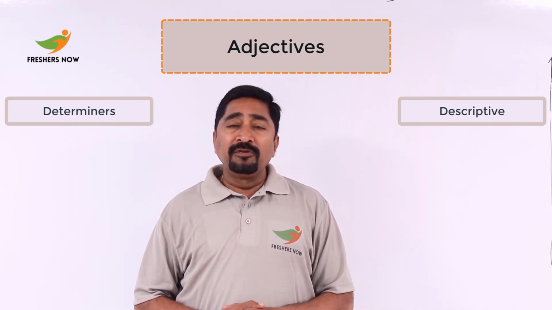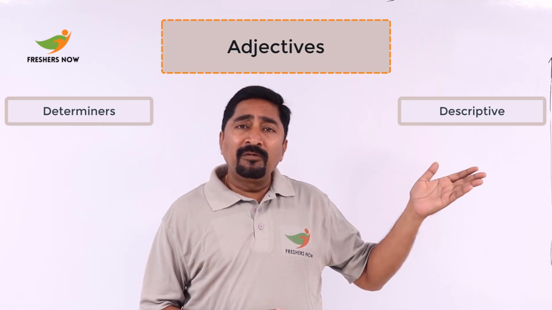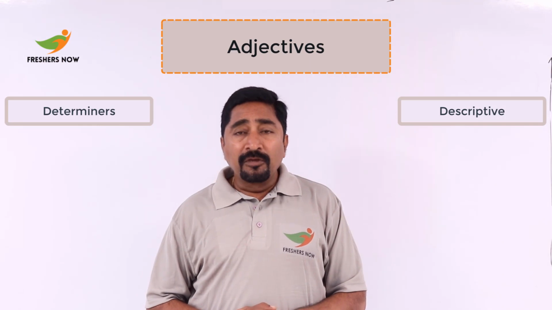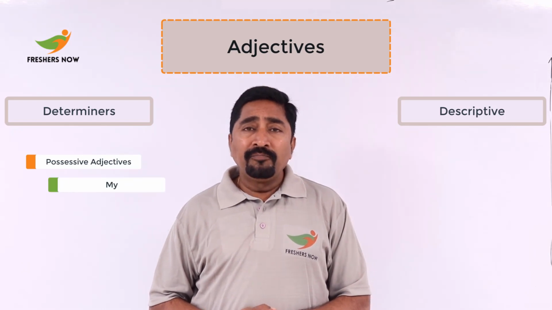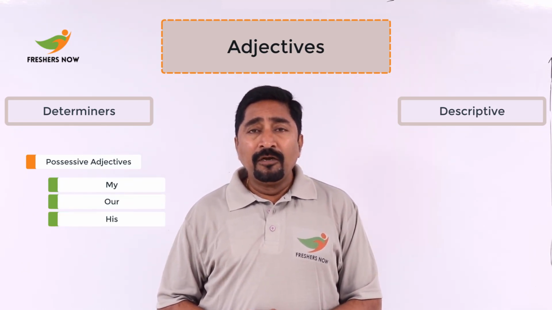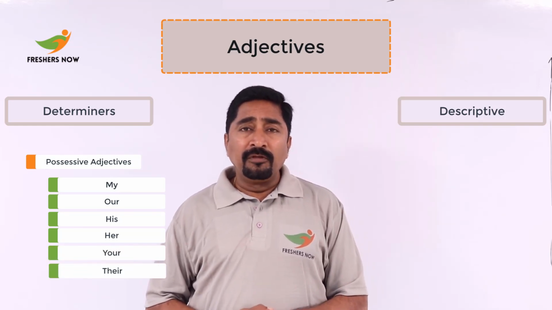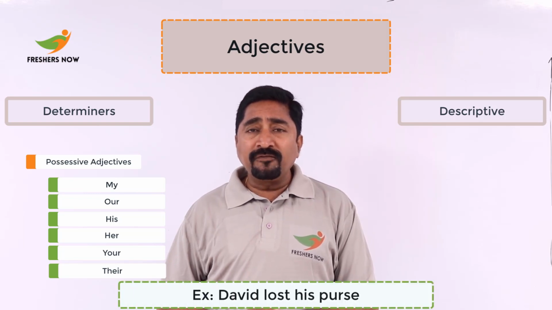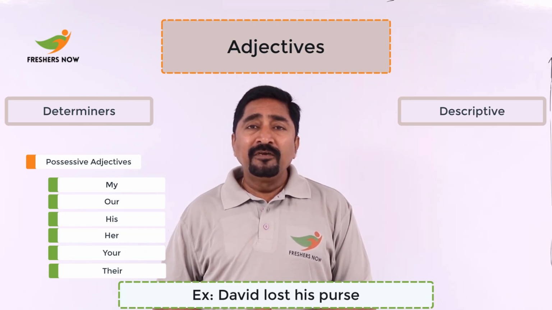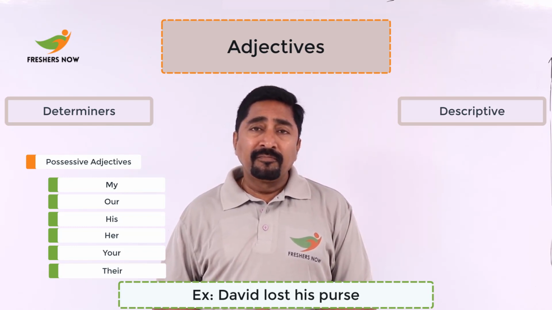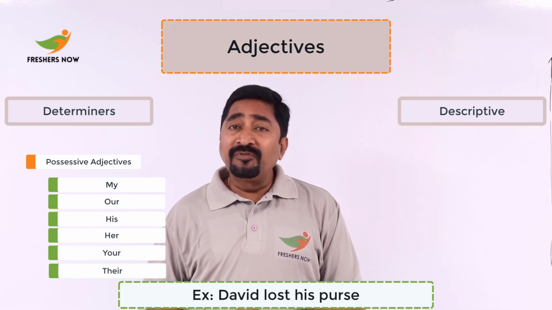And let us come to know the determiners. These determiners are, otherwise, the grammar words. Say, the possessive adjectives like my, our, his, her, your, their. I set an example on this here. I can say that David lost his purse. Now in this sentence, you can see that his is a possessive adjective. I lost my wallet. The my is a possessive adjective.